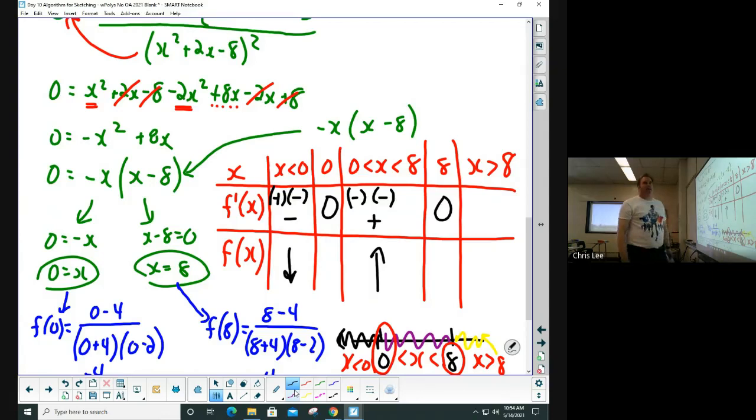And lastly, I'm going to choose a bigger number than 8, something like 9 or 10. If I put in 10, it becomes negative right away. And 10 minus 8 is going to be positive. Anything bigger than 8 is going to be positive. And so it's a negative times a positive, which is negative, which means this is going to go down.